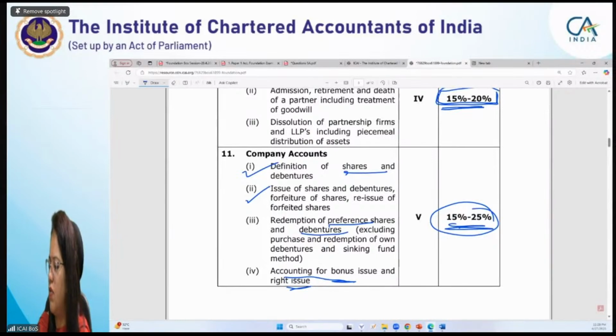Someone is asking what is the format of the exam paper, like for 5 marks. I'm not getting it. Please write it properly. Then Miss Amrita is asking, ma'am, please tell about the time management and essential material for the exam.